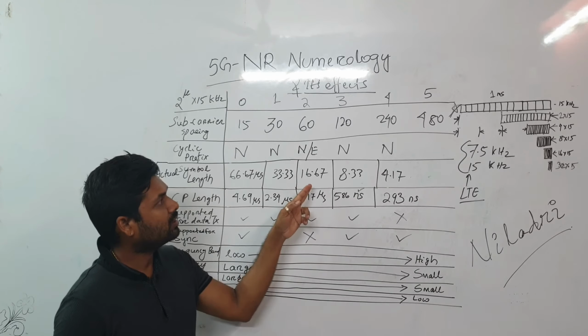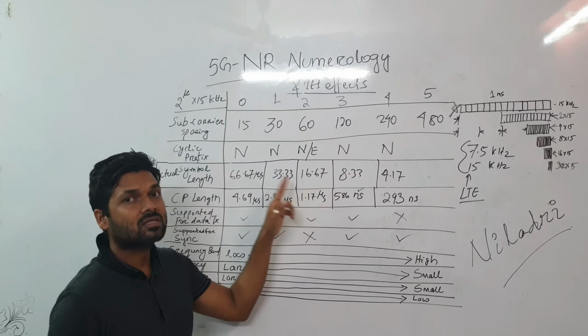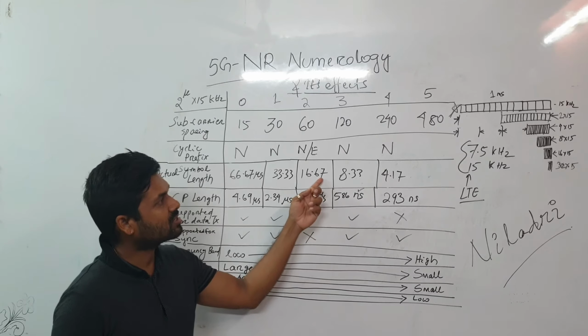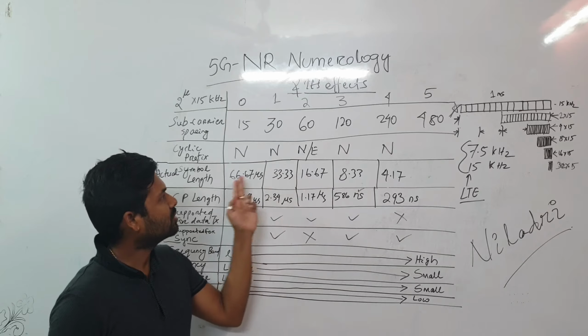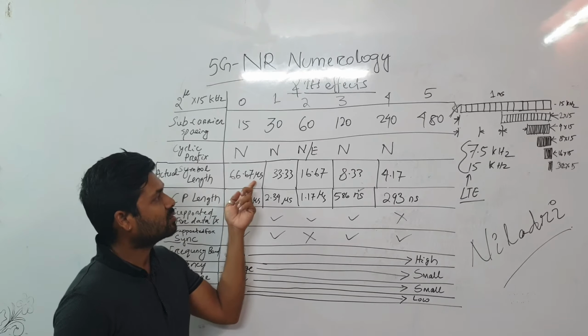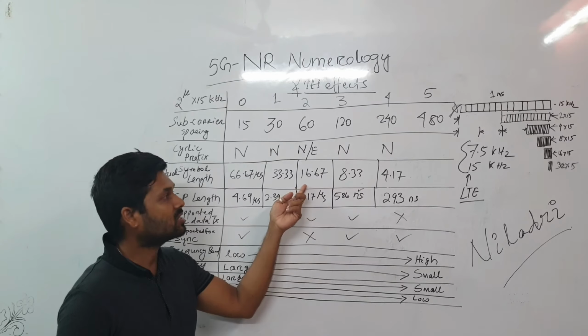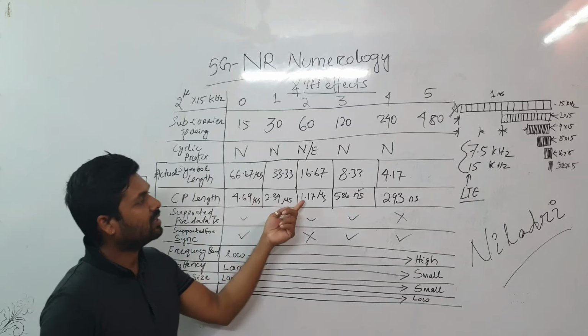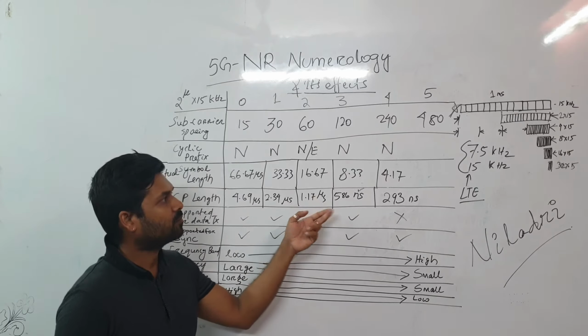Microseconds. Okay, then for the third numerology, that is 60 kilohertz, we have the symbol time of 16.67 microseconds. So if you can see, the first one was 66.67 microseconds and this one is coming down to 16.67 microseconds, and the cyclic prefix length is 1.17 microseconds.